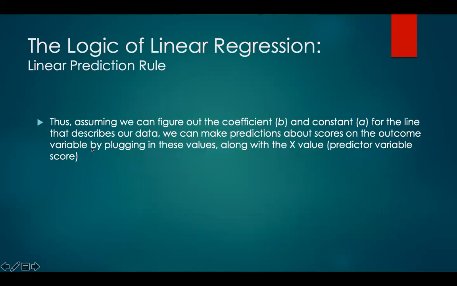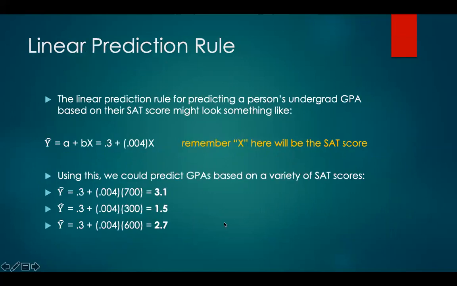Thus, assuming we can figure out the coefficient b and a constant for the line that describes our data, we can make predictions about the scores on the outcome variable by plugging in these values, along with the x value, the predictor variable score. So the linear prediction rule for predicting a person's undergrad GPA based on their SAT score might look something like this.